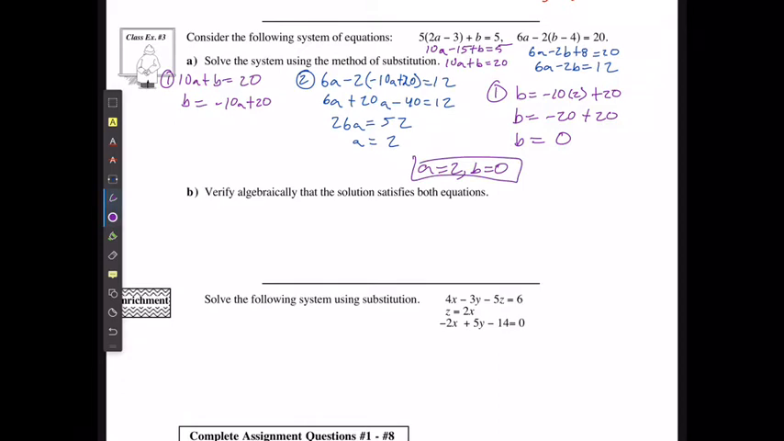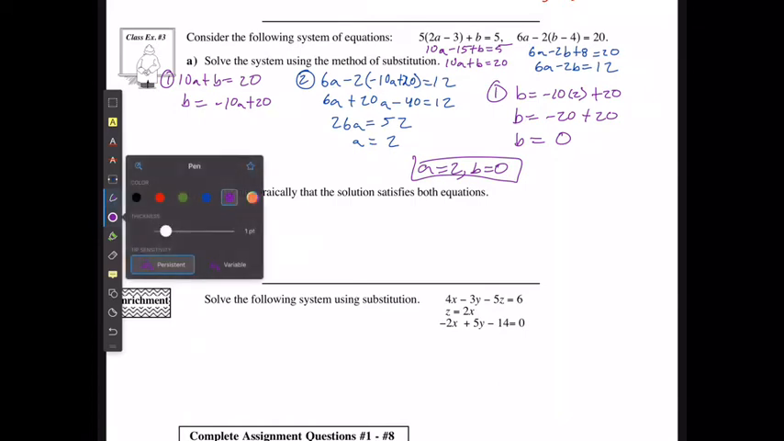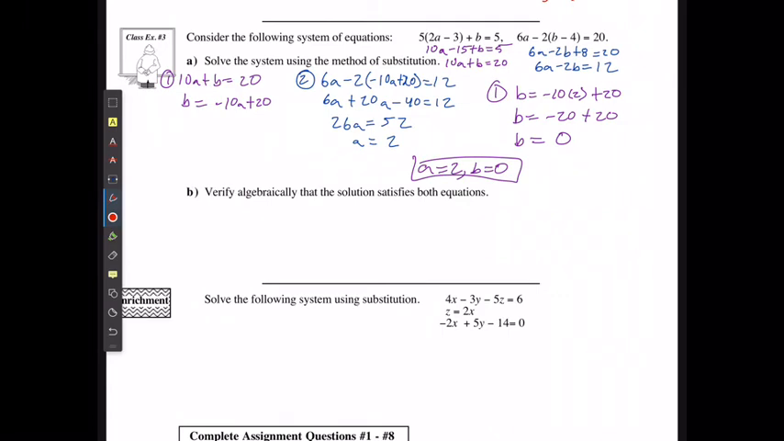Now we need to verify in its original form that this solution works in both cases. So I'm going to start with equation 1, and I'm going to say that 5 bracket 2 times 2 minus 3 plus 0 is equal to 5. 5 times 4 minus 3 is equal to 5. 5 times 1 is equal to 5. This one works.